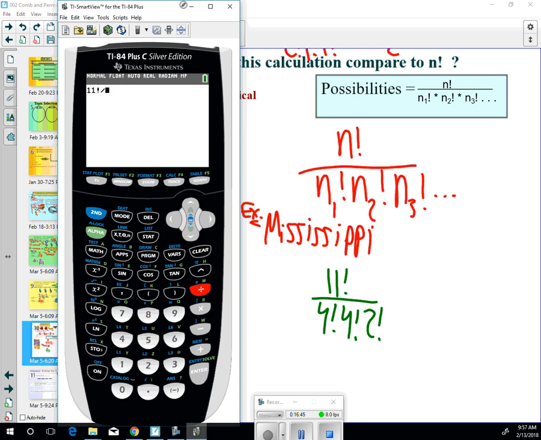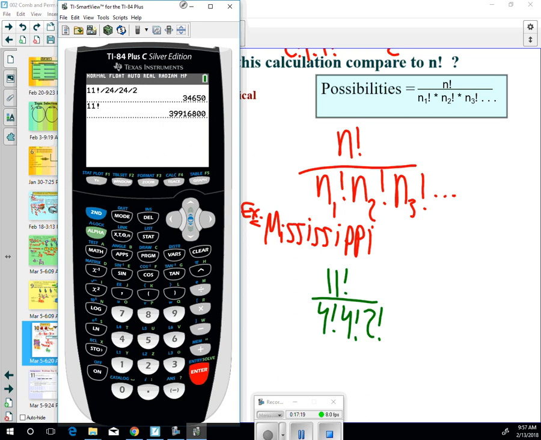Can I just put 24? Is that okay? Then I'm going to divide by another 4 factorial. And then I'm going to divide by 2. And that should give me 34,650 ways to rearrange the letters in Mississippi, excluding those when the I's are in the same places. That took care of all of those. Compare that to 11 factorial. Math, prob, 4. 11 factorial is quite a bit larger.